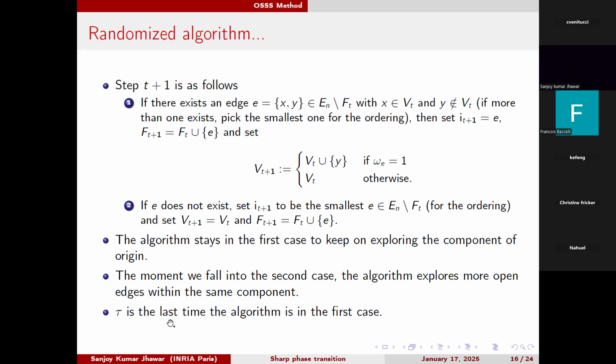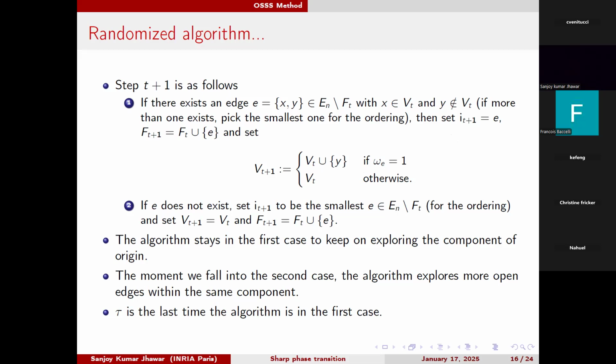Sorry, I have a question. The title of this slide is randomized algorithms, but there is nothing random, if I understood well, because the way you select the edge is deterministic. Yes, there is something random, because when you look at an edge and its configuration, it is open or closed with probability p and 1 minus p. That's the algorithm. That's why it is random.